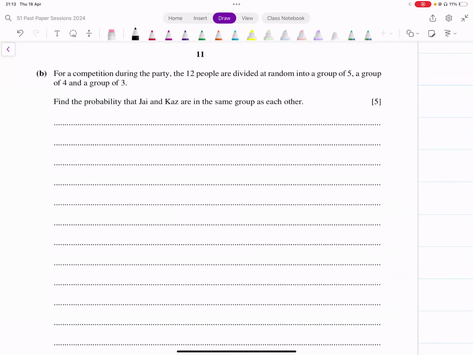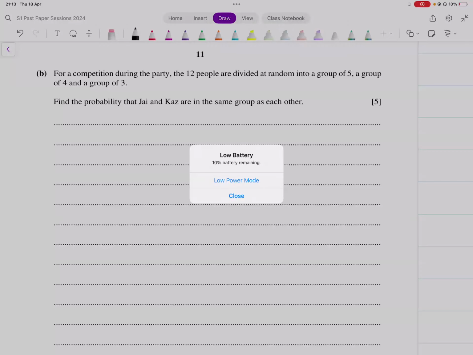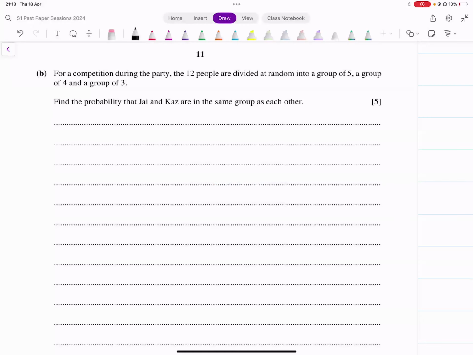It says, for a competition during the party, the 12 people are divided at random. Now they're divided. They're not being arranged. Divided means they are basically grouped. So this is going to be combination. Keep that in mind. They're divided at random into a group of 5. So group also gives you a hint that it's combination. The order does not matter. A group of 4 and a group of 3.